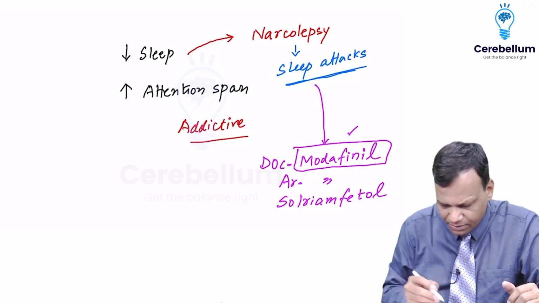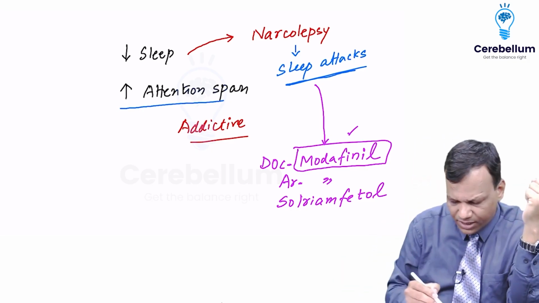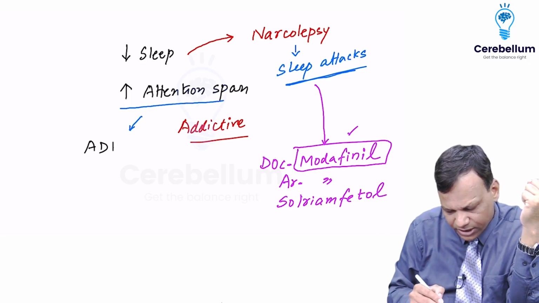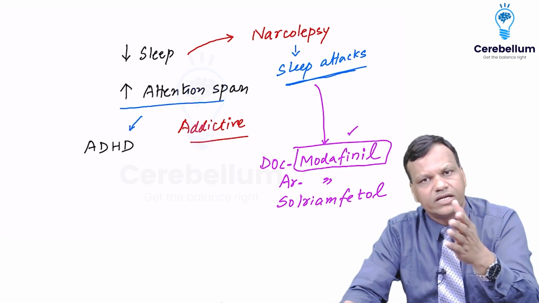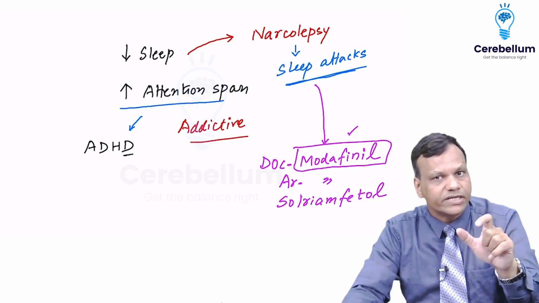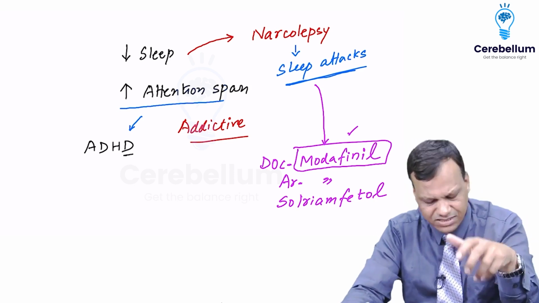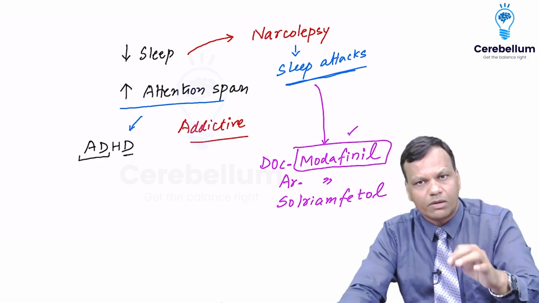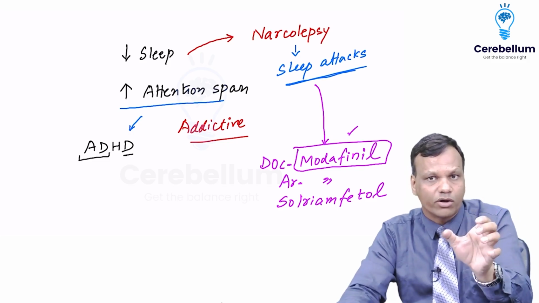Now the second thing, amphetamines increase attention span. They increase attention span. So we can utilize them in a disease known as ADHD. ADHD, you know the full form? Attention deficit hyperactivity disorder, commonly seen in children. Now, attention deficit does not mean that parents are not giving attention. Attention deficit means that the child has less attention span, means the child is not able to concentrate on anything for a long period. So the attention span is small.